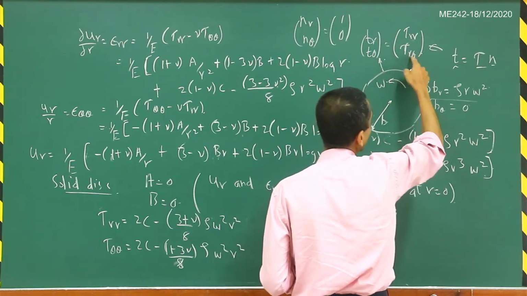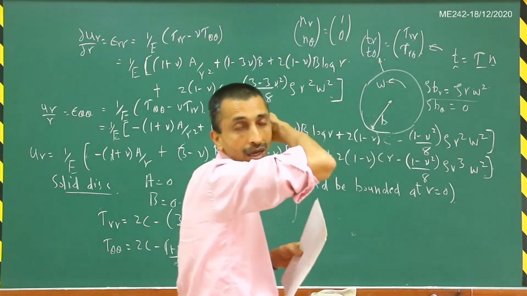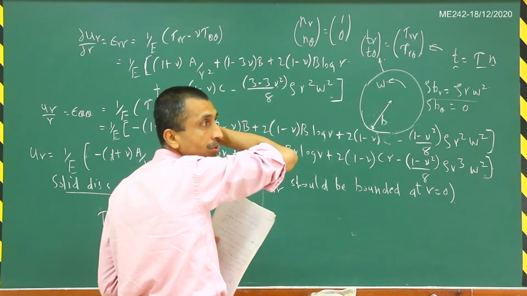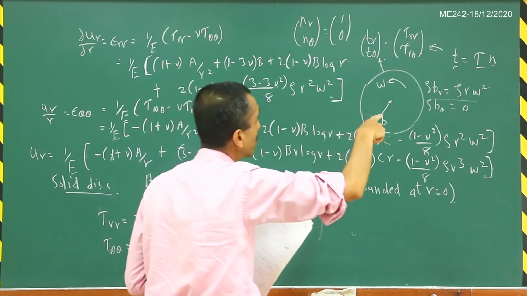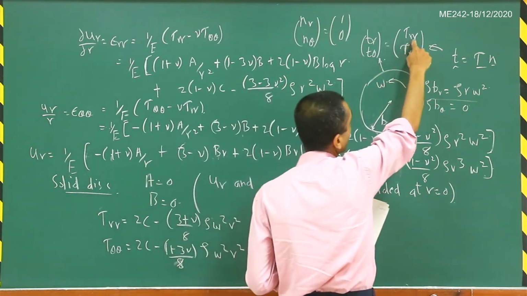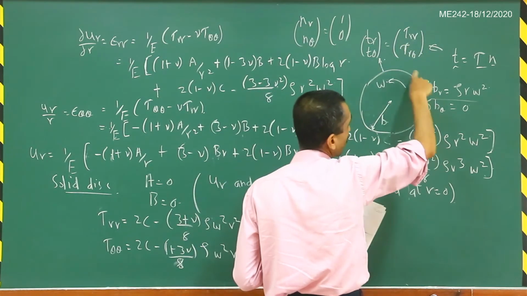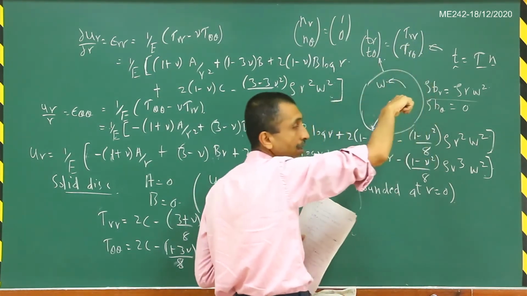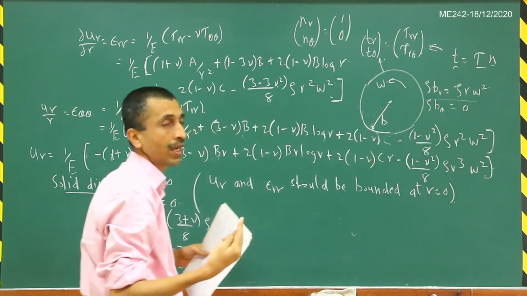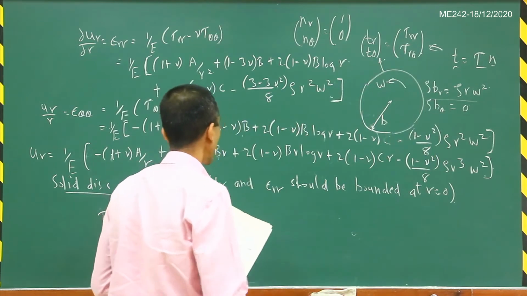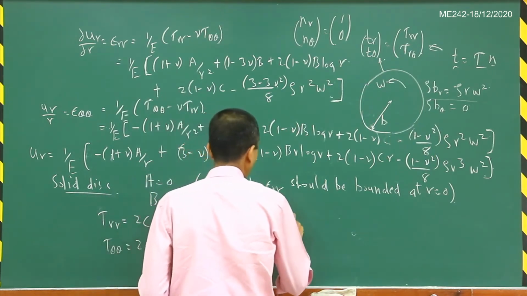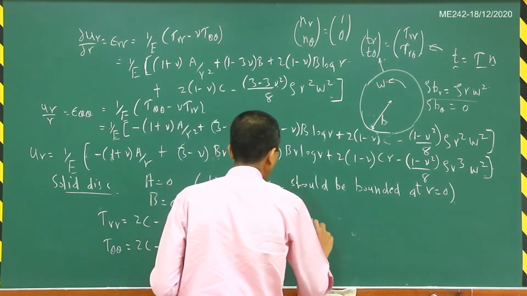Now tau r theta is already 0 because it's an axisymmetric problem. So if you find out tau r theta, that is already 0. So only the boundary condition for tau r has to be imposed. That means there is no traction being applied on the outer surface. So tau r at r equal to b has to be equal to 0.